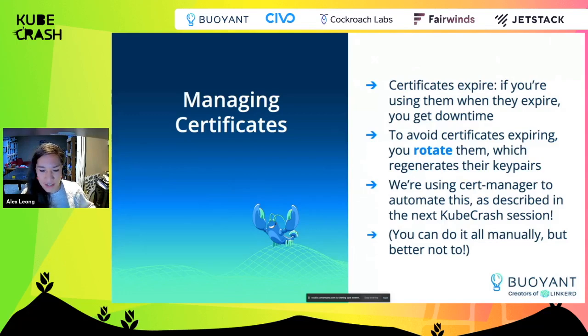But since these things expire, we of course need to replace them before they do, so that the system can keep working. And that can either be done manually, which works perfectly well. But if you don't want to have this recurring manual process, you can use something like cert-manager to automate it. And I believe the next talk is going to go into a lot more detail about how cert-manager can be used to automate this kind of certificate rotation. So stay tuned for that.